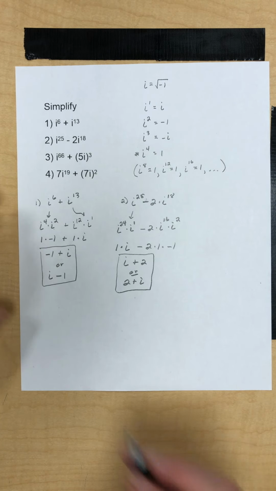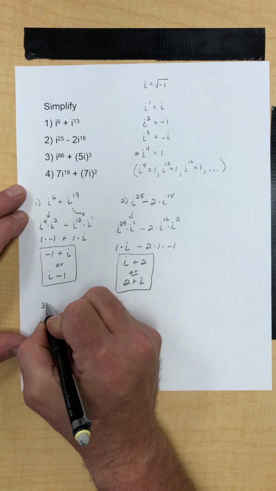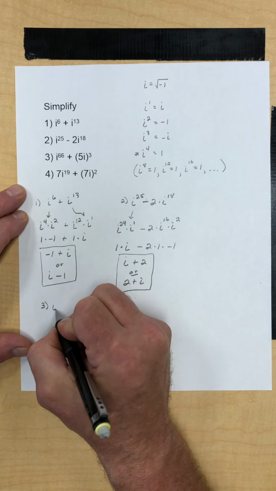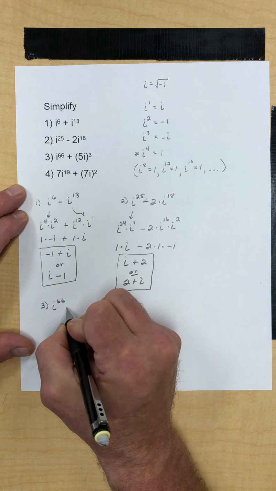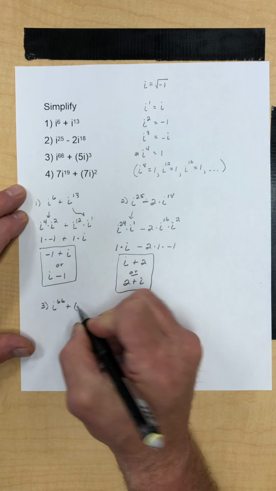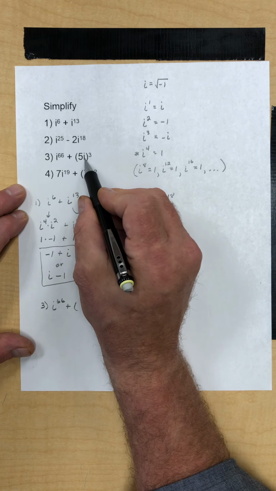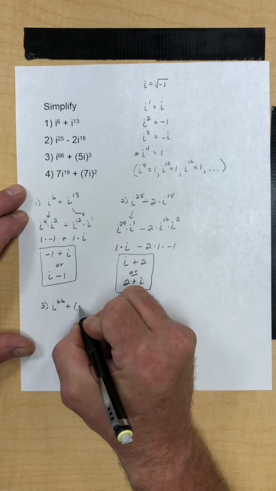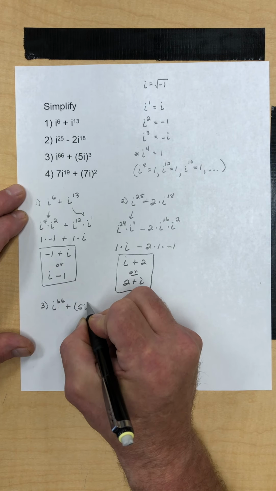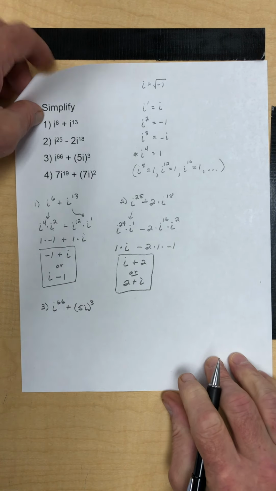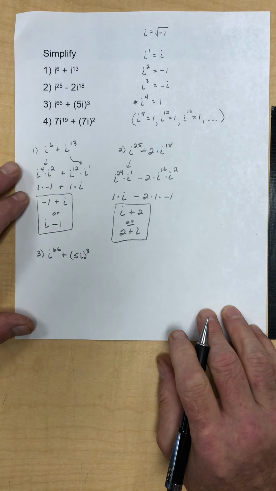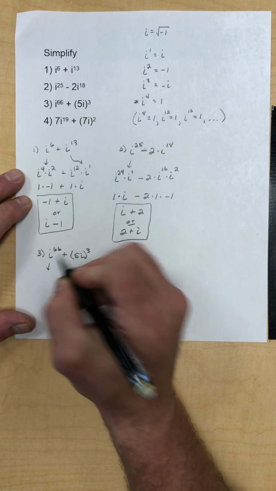Let's take this third one. Okay, so I have i to the 66th plus, notice that the 5 and the i are all part of the base there, so we have to cube everything in there. So that'd be 5i cubed. Let me move this up a little bit. Okay, so we start with this first one.